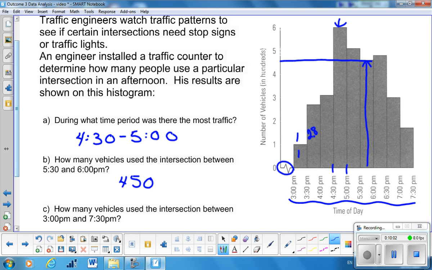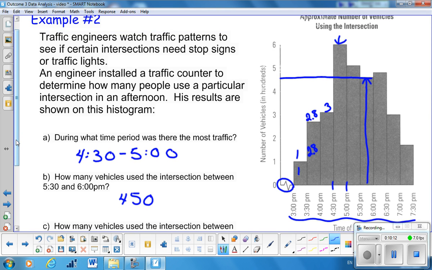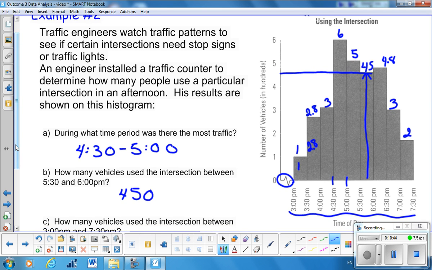Maybe I'll write them just above so that it's a little easier to see. The third bar comes right up to the 3. The fourth bar comes up to about 6. The next one to 5. The following one we said was 4.5. The next one's a little higher, but it's not quite up to the 5, so maybe 4.8. Then this one would be the height of 3 and the height of 2. To find the total number of vehicles, we would then need to add all of those up.